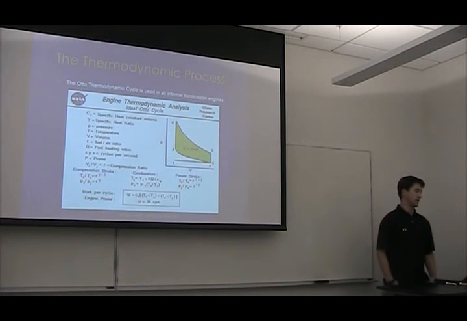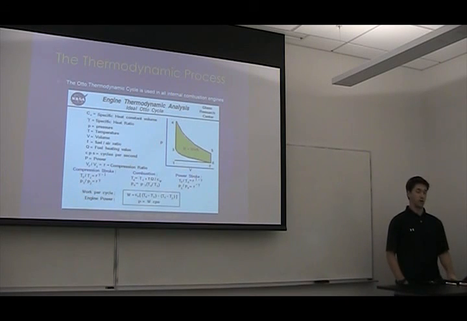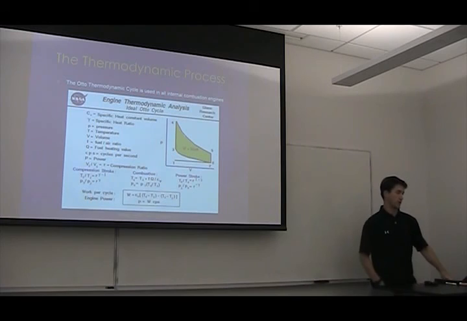You have specific heat at constant volume, specific heat ratio, pressure, temperature, volume, your fuel-air ratio, your fuel heating value, your cycles per second, power, and an important one is compression ratio. And at the bottom in the red box, you have your equation.